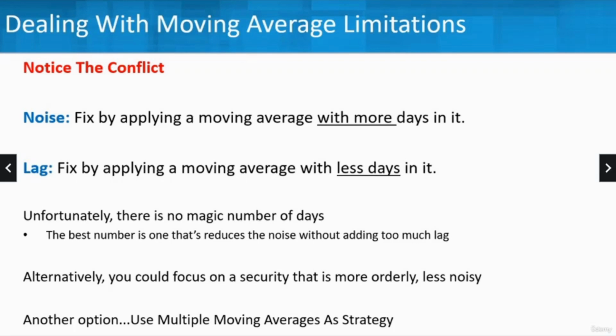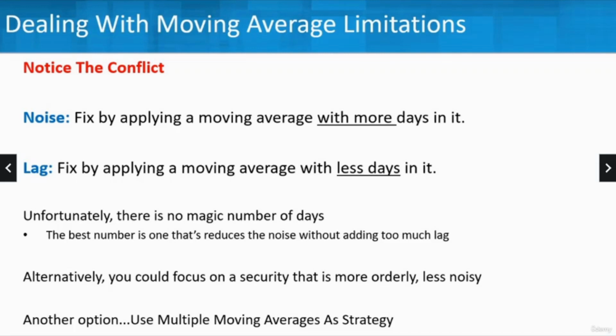So unfortunately, there's no magic number of days, right? I wish there was a magic number. I would say, well, the best number to reduce noise and lag at the same time is this number of days or number of periods, depending, could be hours or minutes, let's say, if you're a day trader. So there is no actual perfect one. Some might work better than others, but there's no perfect one. You just have to adjust and understand noise and lag.